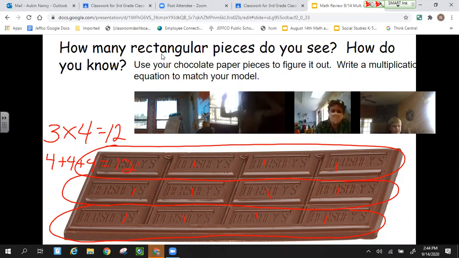Give me a thumbs up if you did it that way. Did anyone do 3 times 4? Did anyone do it different? Cooper, you did it different. You used commutative property. So you want to explain that? Did you go like this? You want to tell us about it?